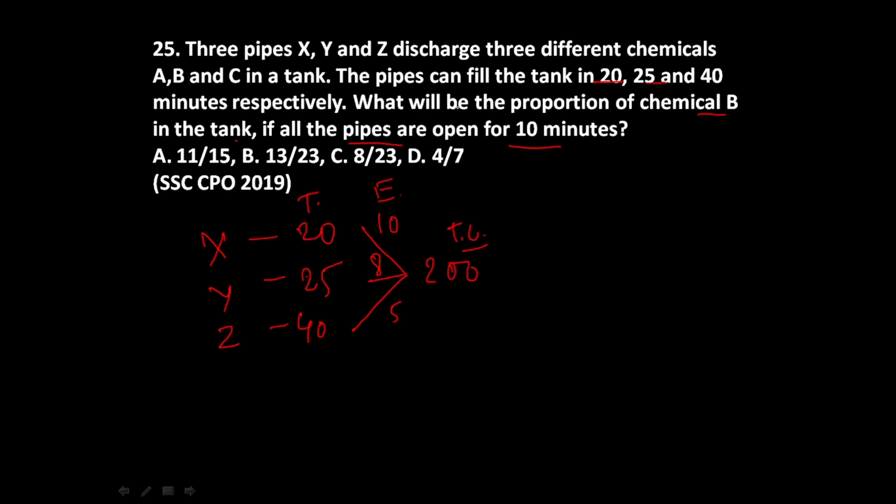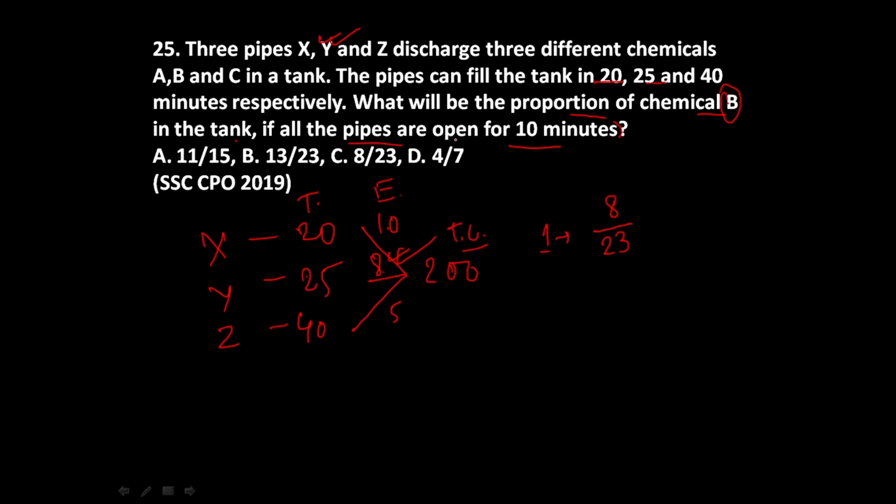So it said what will be the proportion of chemical B in the tank if all the pipes are open for 10 minutes. This 10 minutes is valueless, because we can calculate the efficiency on 1 minute. Then the efficiency of B tank, or Y, whatever you take, is 8 upon the total efficiency. 10 plus 8 plus 5 is 23. Okay, it's for 1 minute.